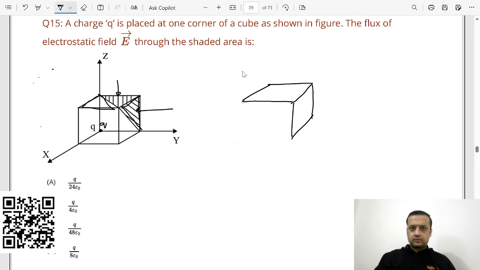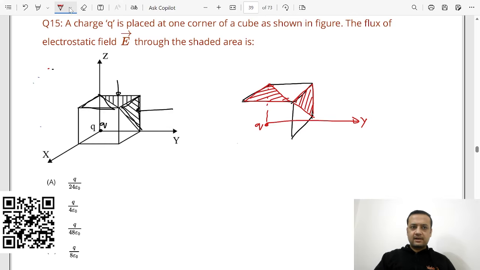The idea here is that this is the charge which is over here, and this is the y-axis. Whether you look at this triangle which I have made just now, or whether you look at this triangle which I have made now, both these triangles are exactly symmetrical with respect to the charge.